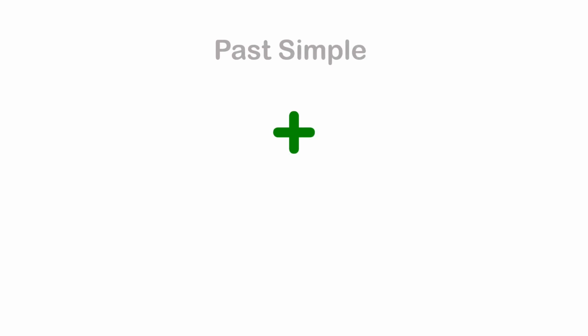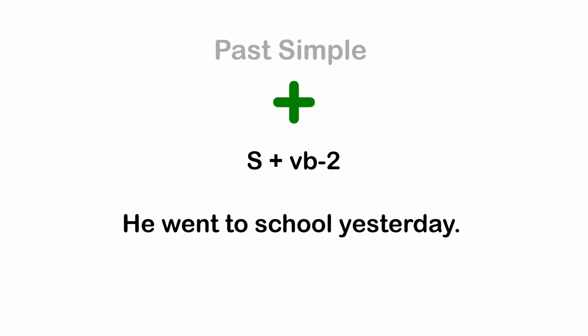For positive sentences, we have this simple scheme: subject, which shows who is doing the action, plus the second form of the verb. Let's take an example. He went to school yesterday. He is the subject in our sentence. Went is the second form of the verb go.